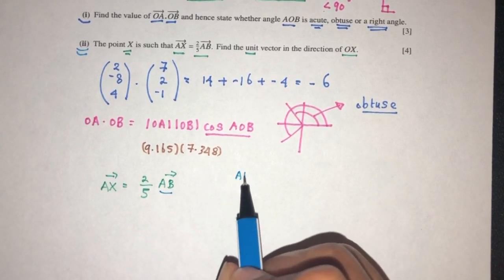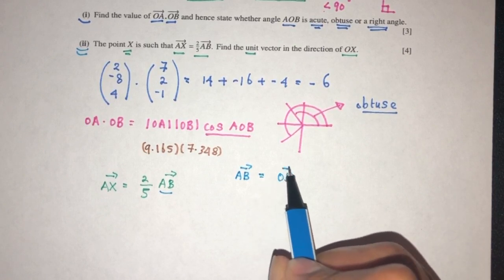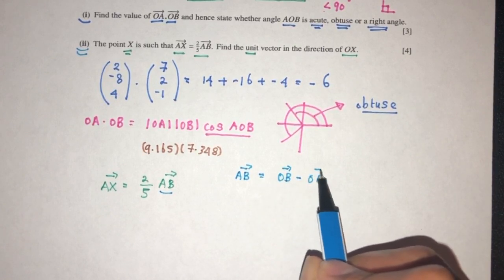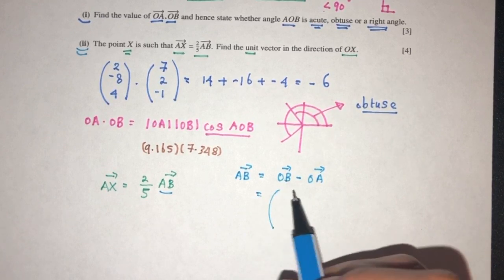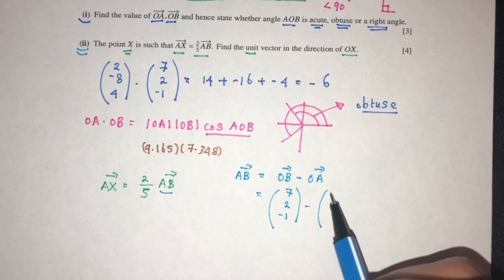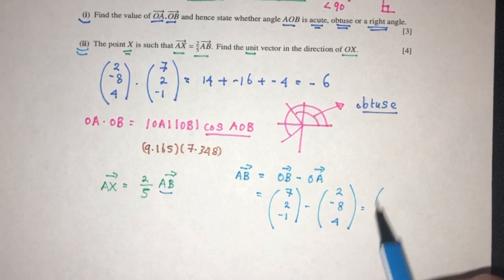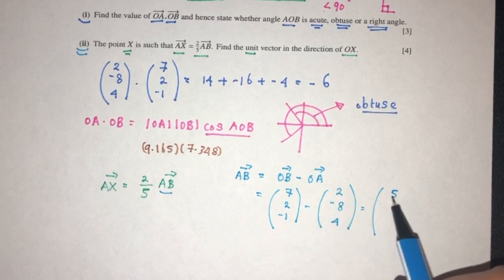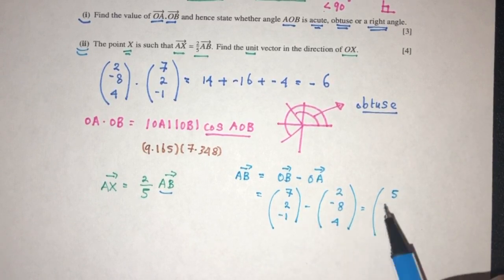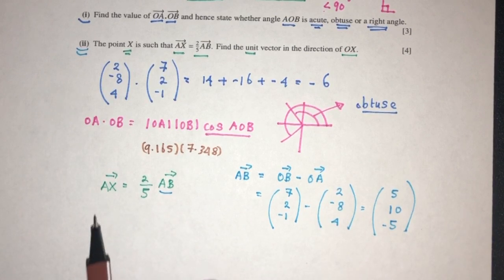AB, by definition, we have seen this many times before, is simply OB minus OA. OB is 7, 2, minus 1. OA is 2, minus 8, 4. That should be 7 minus 2, which is 5. 2 minus minus 8 is 10. And then minus 1 minus 4 is just minus 5. Right. This is AB.